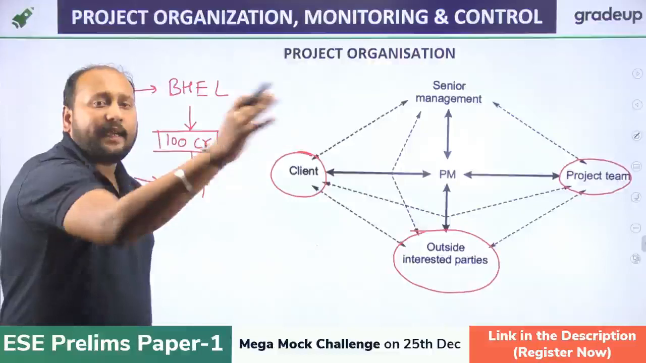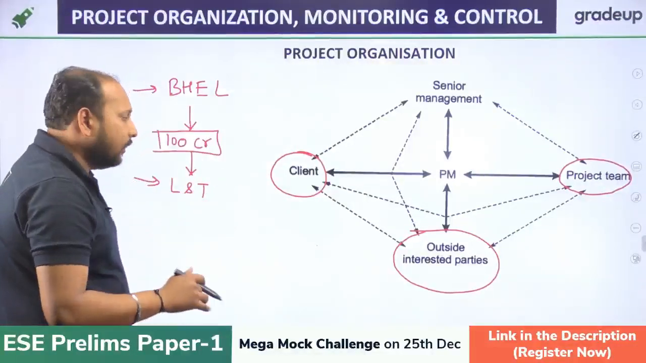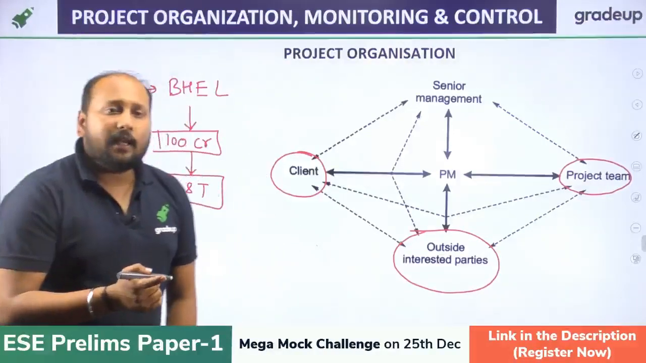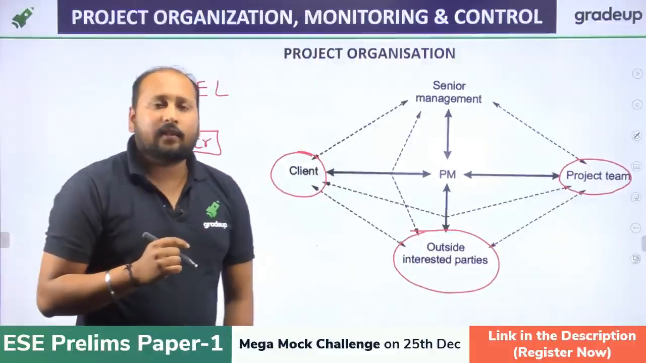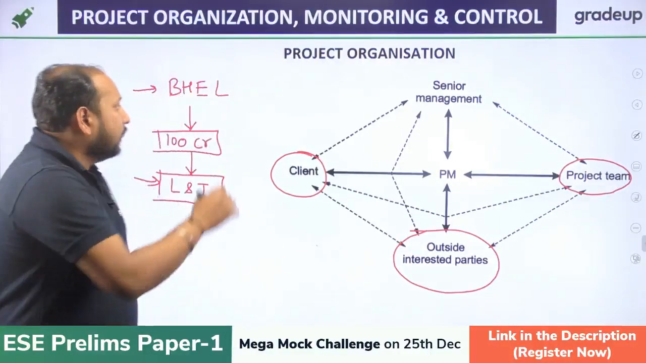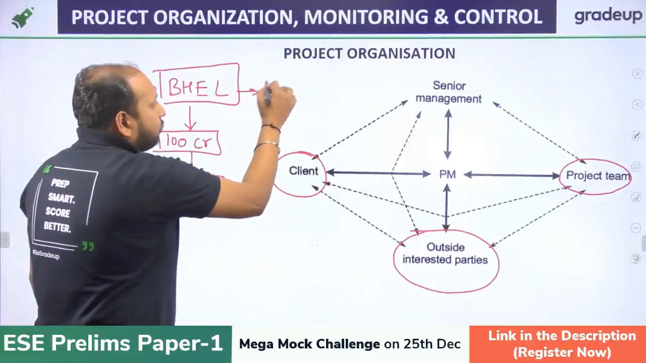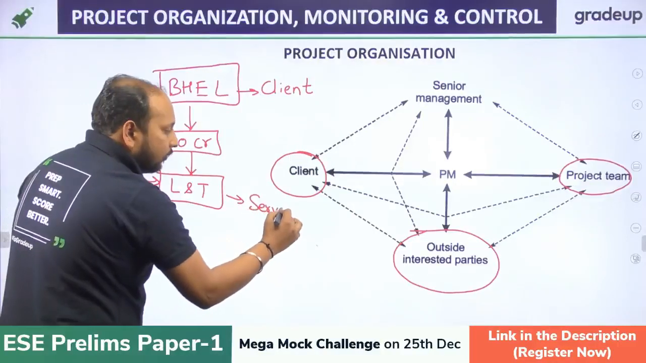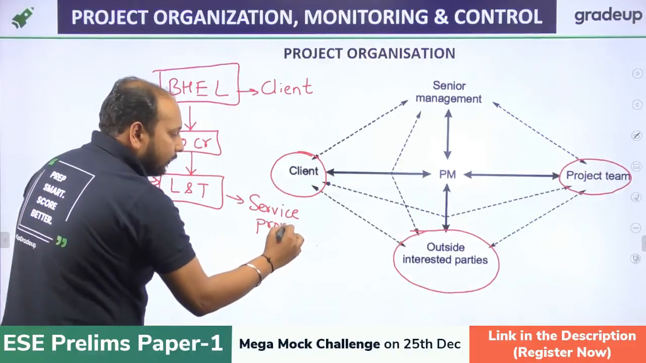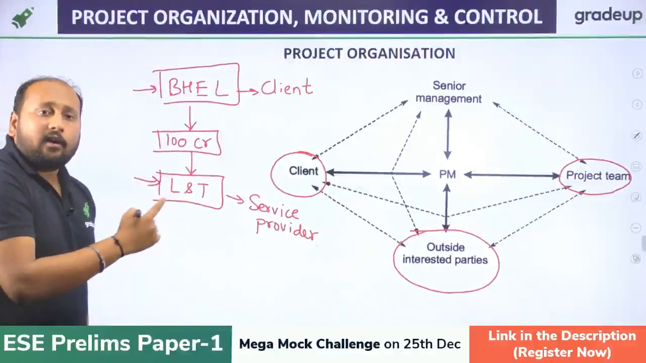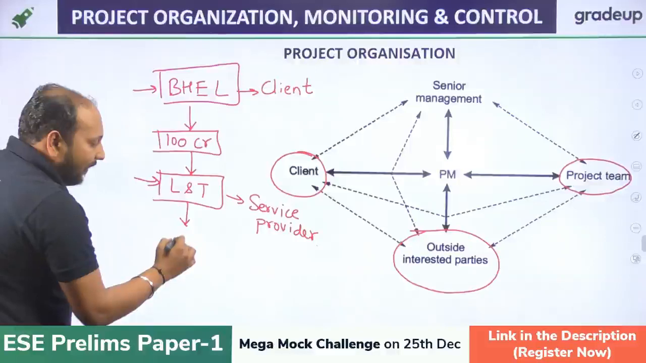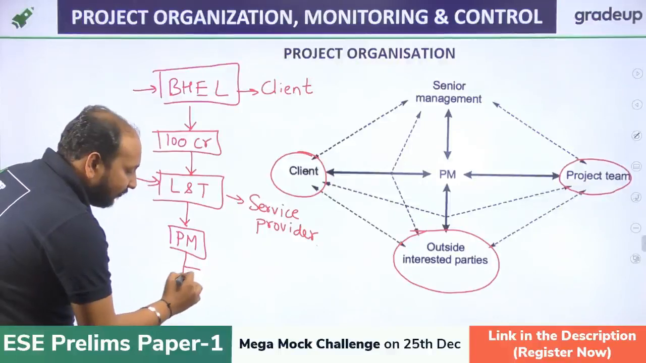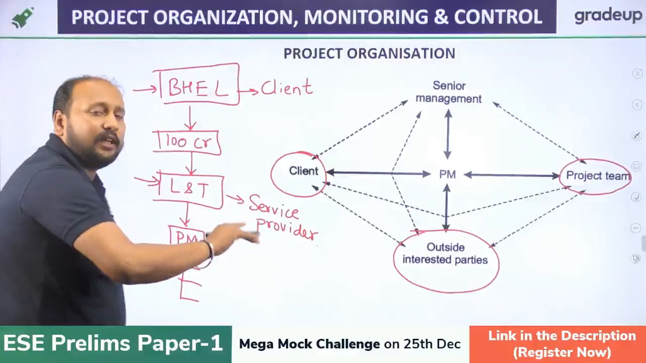So they will upload a tender in the newspaper, so bidding will occur. For example, L&T bags this project of 100 crore. Clear? So can you tell me which is the client and which is the constructor? BHEL will be the client, and this one will be the service provider. Clear? Now L&T will hire its own project manager, and this project manager will have different managers under him who will take care of the different activities.